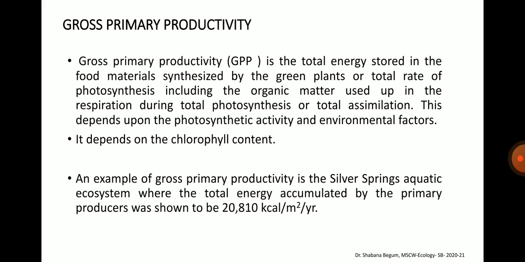An example of gross primary productivity is the Silver Springs aquatic ecosystem, where the total energy accumulated by the primary producers was shown to be 20,810 kilocalories per meter square per year.